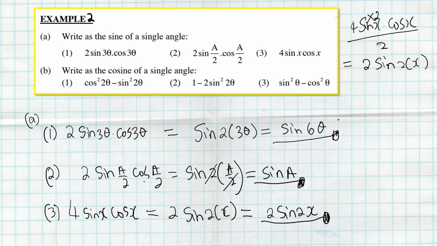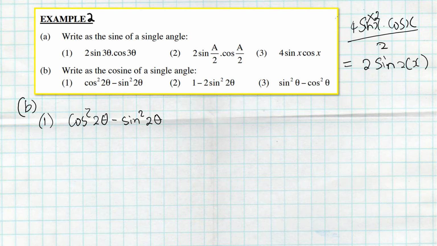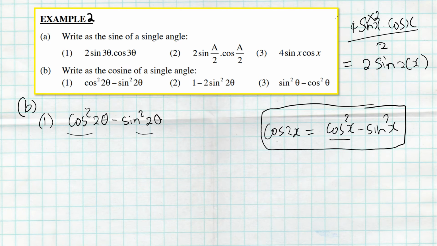Okay, let's go and work out the one for cos now. Example 2, B. 1, you are given cos squared 2 theta minus sine squared 2 theta, right? So we can see this is double angle for cos because we have cos squared minus sine squared. If you know the standard formula that cos 2x is the same as cos squared x minus sine squared x, you really know for sure that if you have this, it's double angle for cos, right?